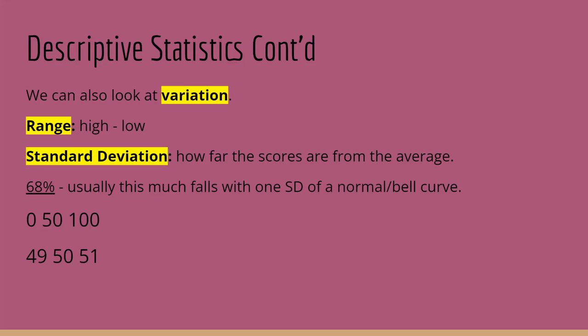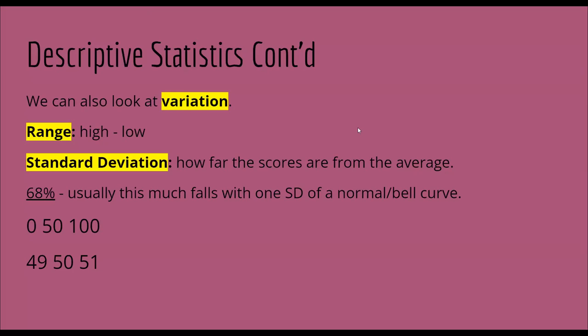So whatever the highest number, let's say down here, 49, 50, 51. The highest number is 51. The lowest number is 49, so the range would be 2. Then there's standard deviation. Standard deviation is, sorry about that, I had an interruption. Standard deviation is how far the scores are from the average.